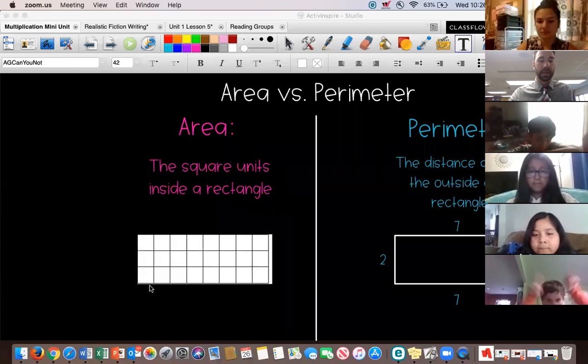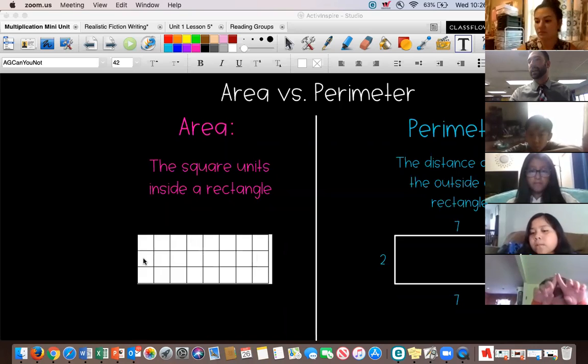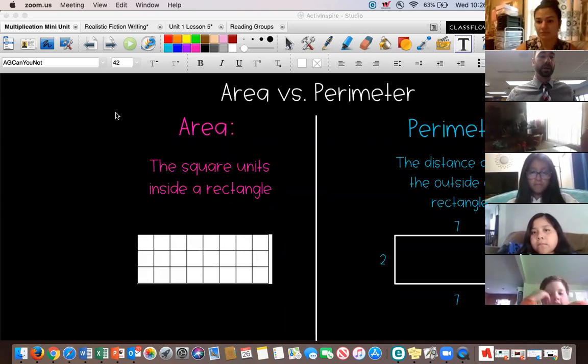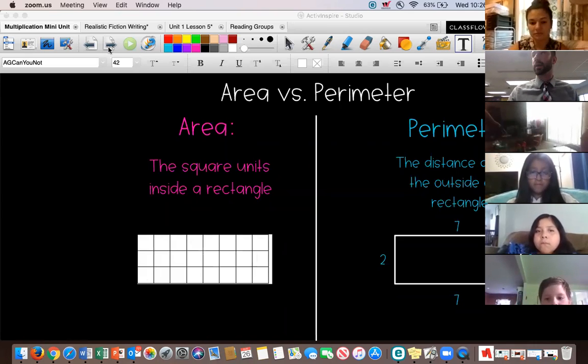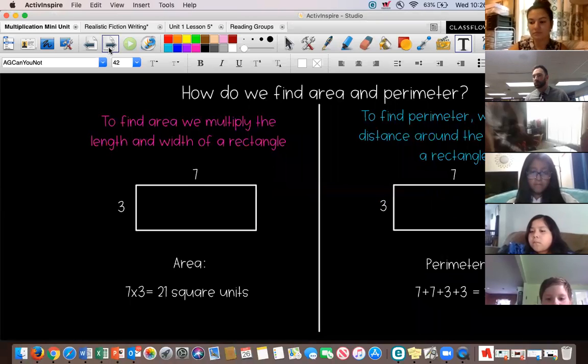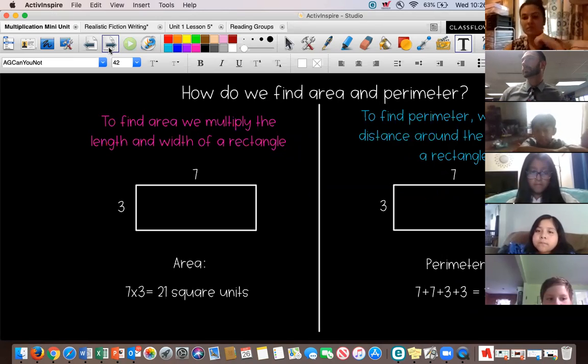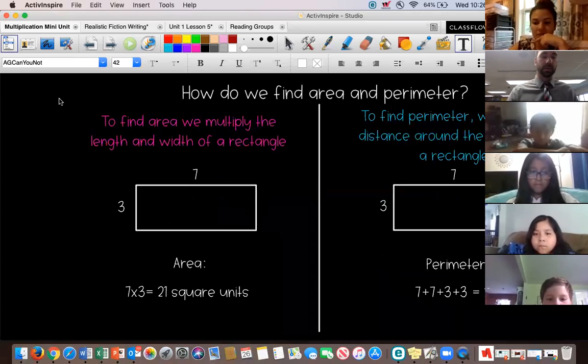So we're going to talk about how do we figure out, because yes, we could count all of the squares inside a rectangle like on this one, but we're working on using multiplication to solve it, and they're not always going to see the squares on the inside. So what can we do to solve area versus finding perimeter when we don't have the inside drawn out like that with a grid? So Jay, can you read in the pink part how we find area of a rectangle? To find area, we multiply the length and width of a rectangle. Thank you. So area we're going to multiply.